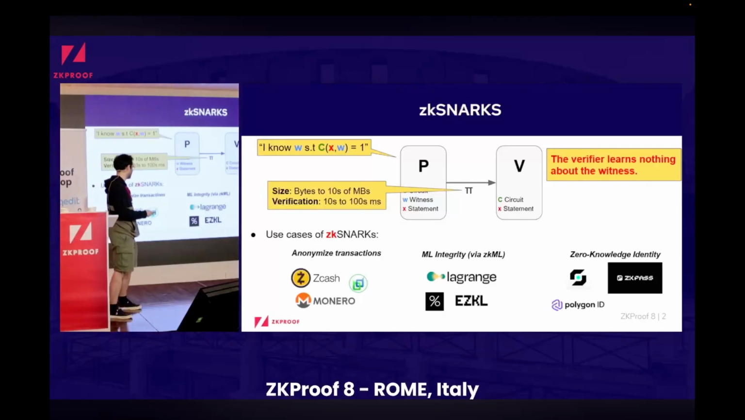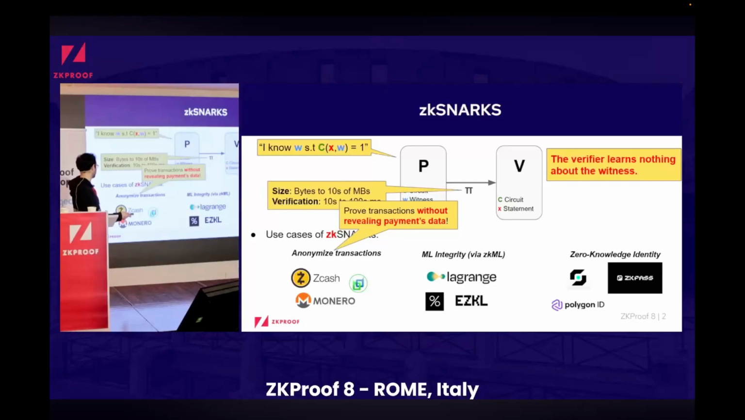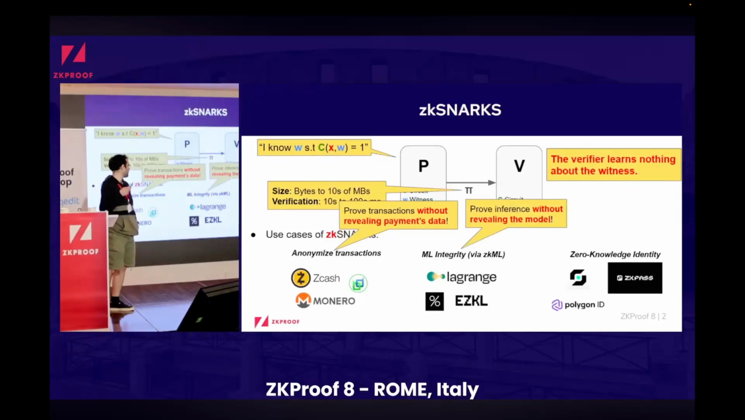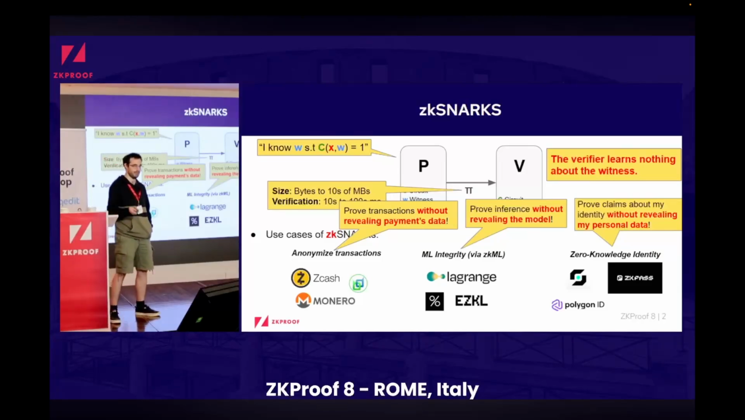They have been used to anonymize transactions, validate the correctness of machine learning model inference, and most recently, zero knowledge identity. And in all of these applications, in fact, zero knowledge matters. For instance, to anonymize transactions, the prover wants to generate a proof about the correctness of transactions without revealing payments data. Or in ZKML, he wants to prove the inference of a machine learning model without revealing the model itself. And in ZK identity, he wants to prove claims about itself without revealing its personal data.